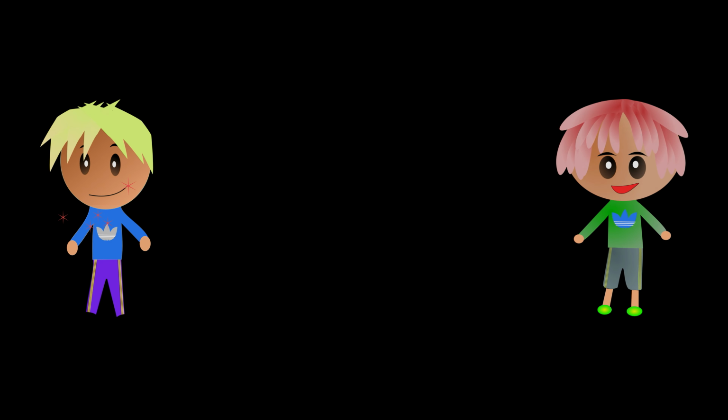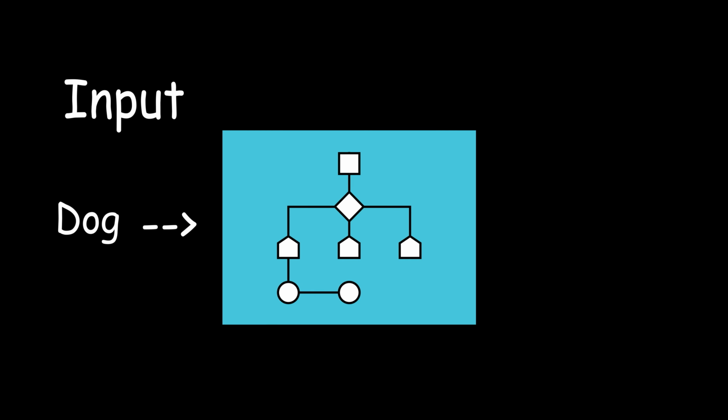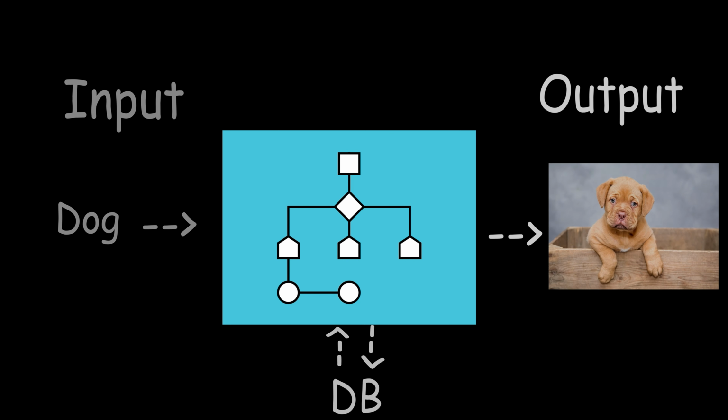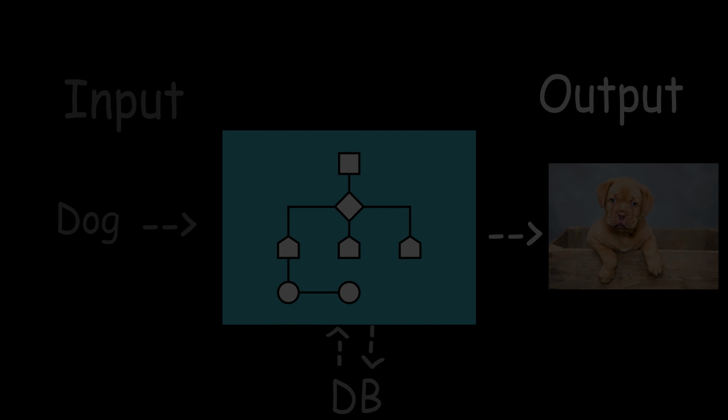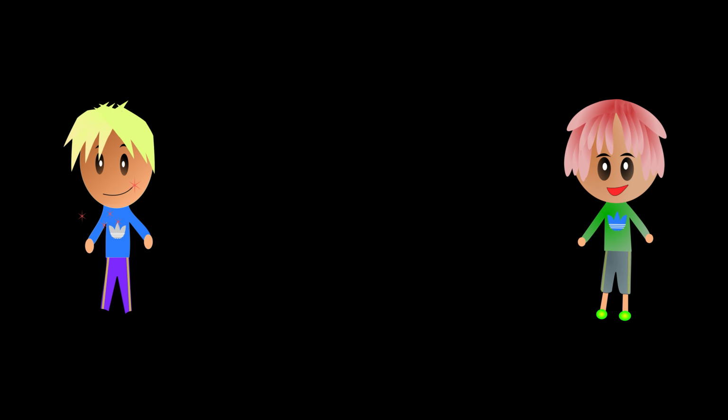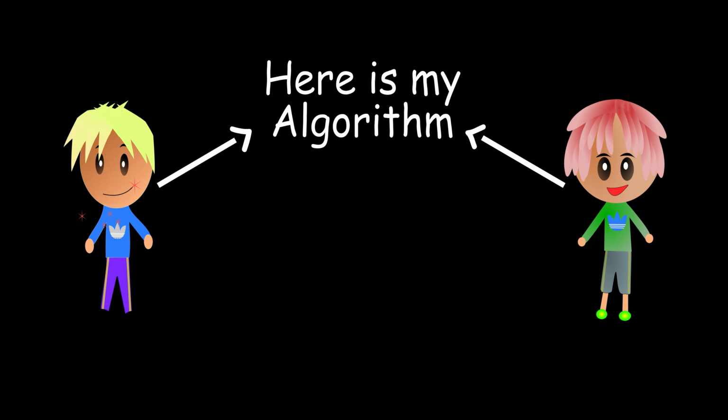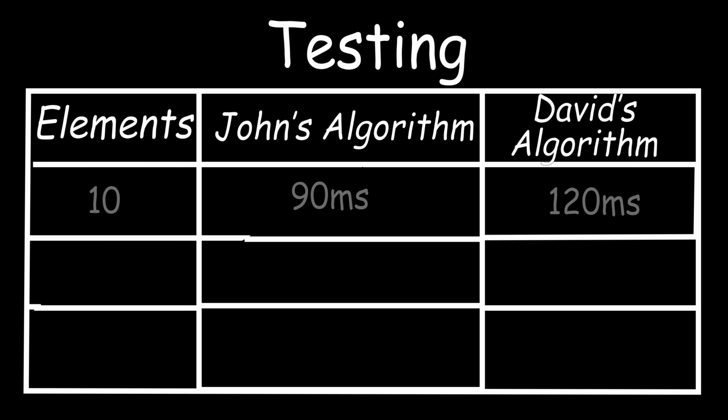John and David have been given a task to develop an algorithm which, when given an input, searches in the database and, when found, returns that input from the database. Next day both of them presented their algorithm for testing. John's algorithm took 90 milliseconds for 10 elements in the database and David's algorithm took 120 milliseconds.